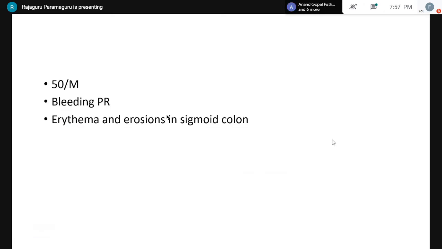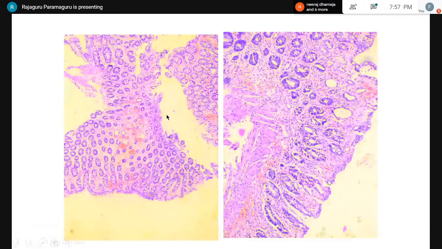So moving on to the next case, a 50-year-old male with bleeding PR, erythema and erosions in the sigmoid colon. So again, the doubt will be whether to rule out IBD or not, but what we'll have to note is that this is the sigmoid colon. So probably it could be Crohn's or another kind of colitis. When we go here, what we find is a well-preserved architecture of the crypts, but there is a lot of hemorrhage here, and then there is lamina propria hyalinization going on.